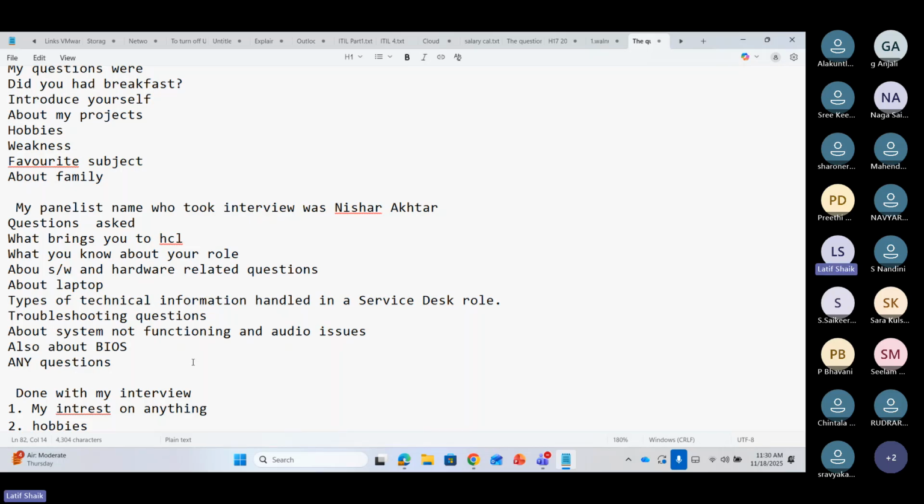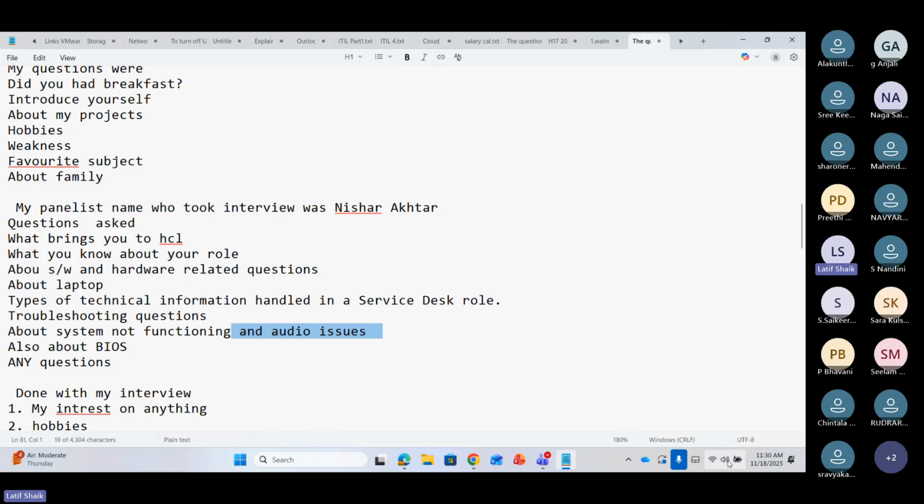About a system not functioning audio issue. Audio issue means you're playing a song but you are unable to hear. So what are the possibilities? First, you have to check whether the speakers and mics are working or not.